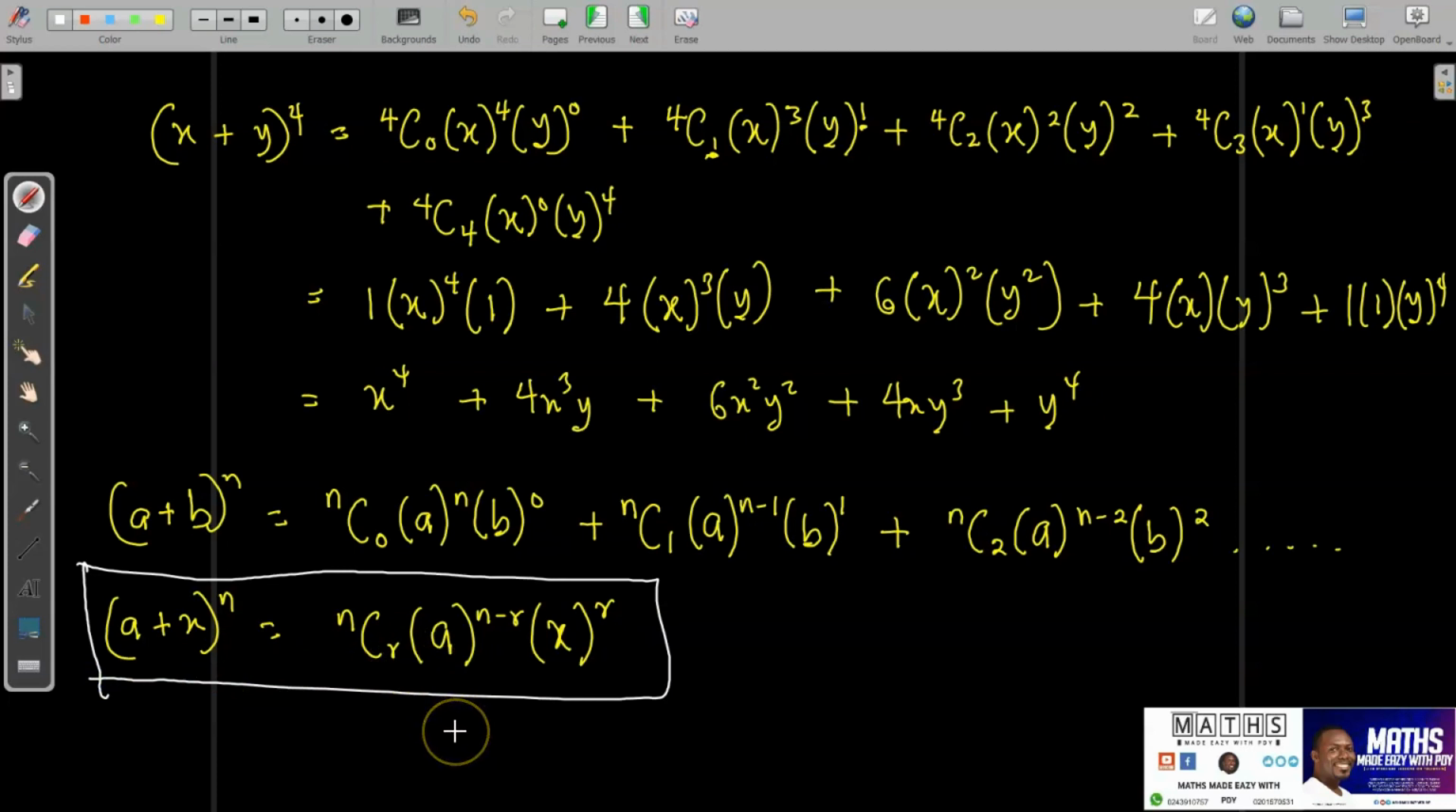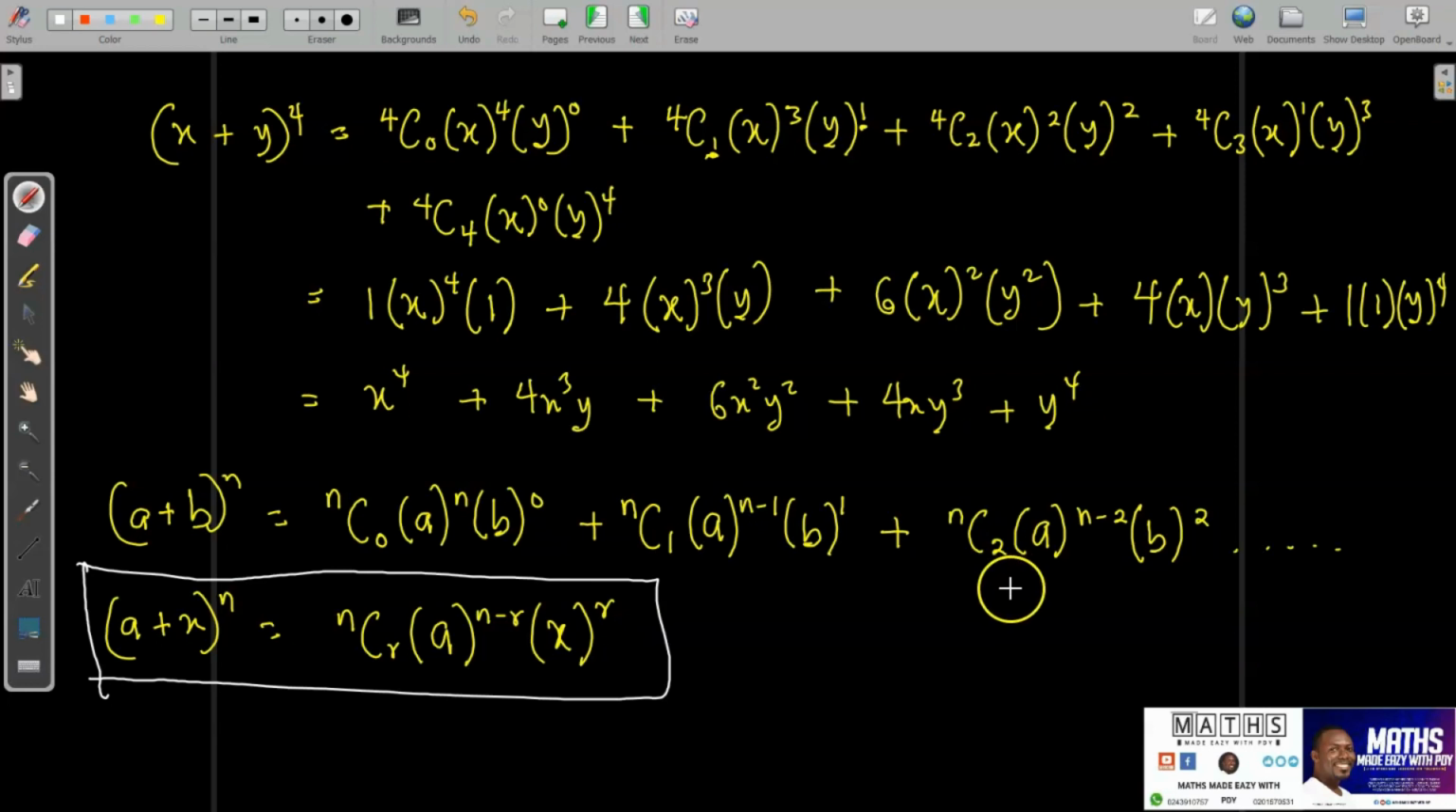Whenever they are talking of the first term, it always has the R value to be zero. Whenever they are talking of the second term, it always has the R value to be one. Whenever they are talking of the third term, it always has the R value to be two. So what about the fifth term? What do you think would be the R value you must use? 4. Very good. I've told you, don't sit on the fence. So you must follow what I'm teaching.